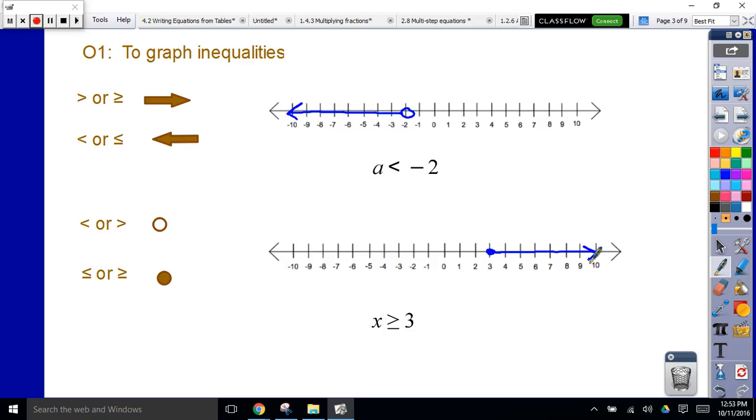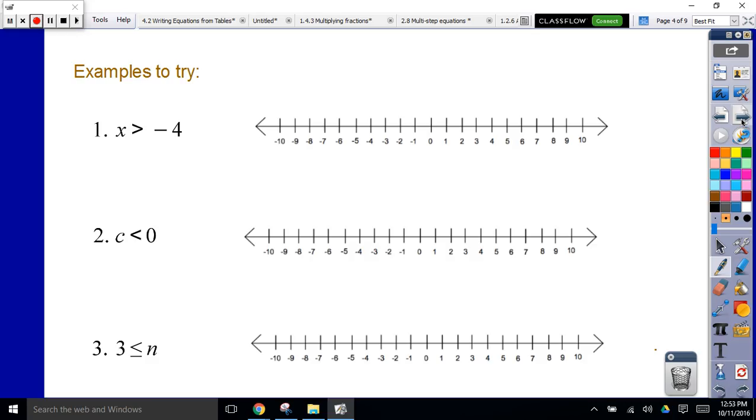Okay, next page is a set of 3 examples for you to try. Pause the video here, try these examples, and then come back to check.